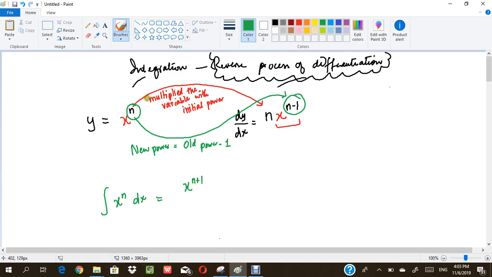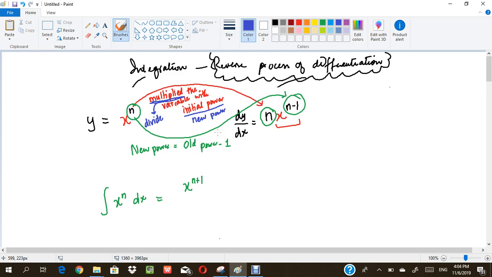Now let's talk about this step written in red and how we're going to reverse this. What we did in differentiation was that we multiplied the variable with the initial power. So let's reverse the steps. We multiplied while obtaining the derivative, so we will divide while obtaining the integral. And what will we divide it with? The new power.